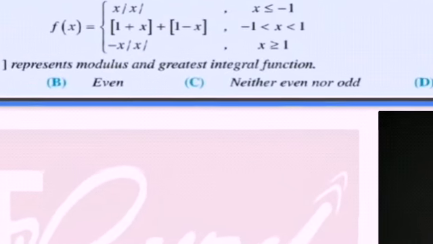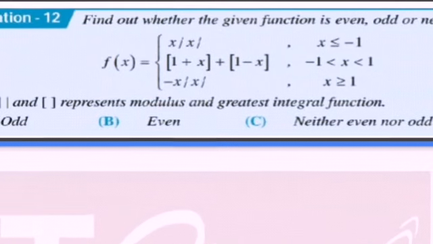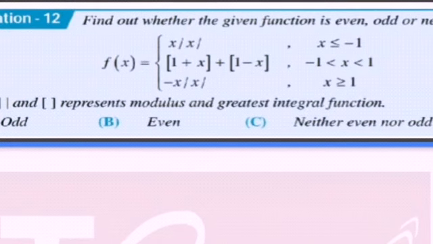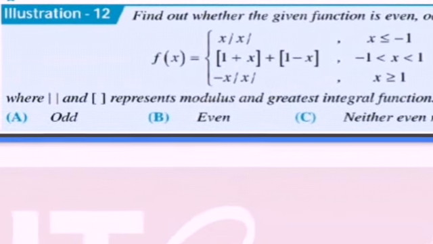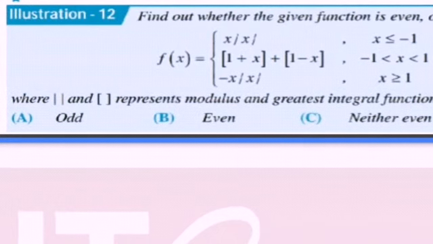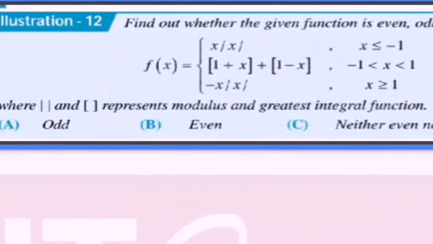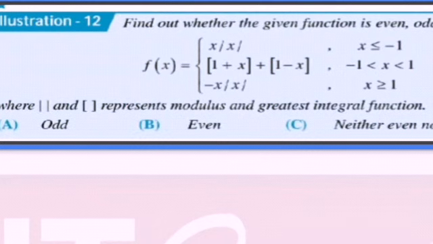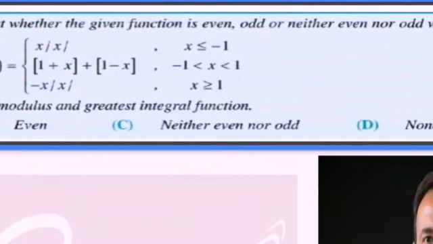So in this situation, first of all, you have to redefine the function, as [1 plus x] and [1 minus x] will disturb the part. So for x less than or equal to -1, you have to redefine the function first of all. X mod x for x less or equal to -1, and for x lies between -1 to +1, that is 1 plus [x]. So if you solve and redefine, as x is negative, x into mod x becomes minus x square.